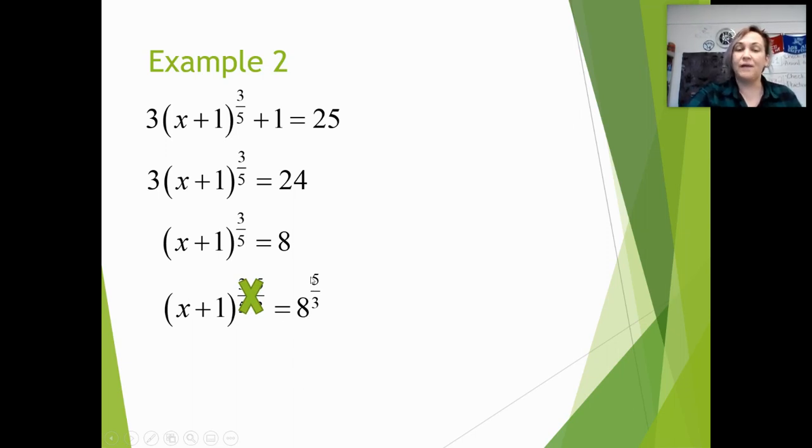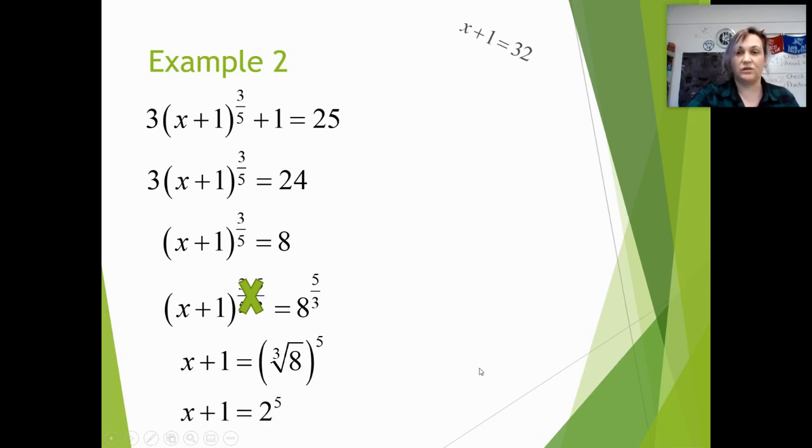So 8 to the power of 5 over 3, that means take the cube root of 8 and raise that to the 5th power. Now, in this one, I have an odd index, so I don't need my plus or minus sign. Odd indexes do not need a plus or minus. The cube root of 8 is 2, and 2 to the 5th is 32. And then for my last step, I'm going to minus 1, and I think my answer is 31.